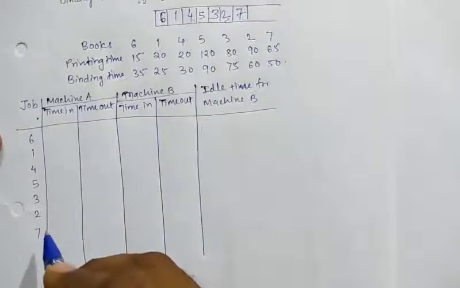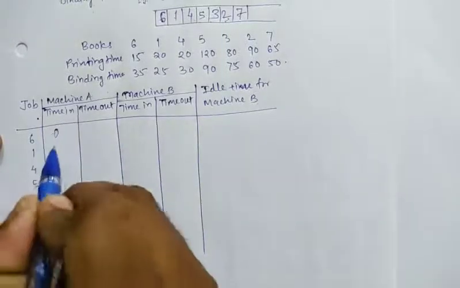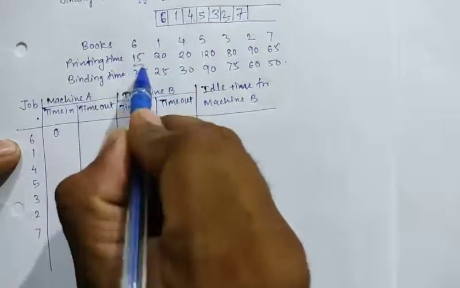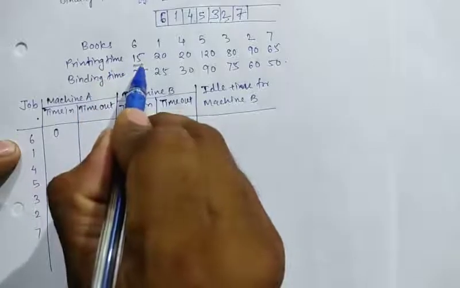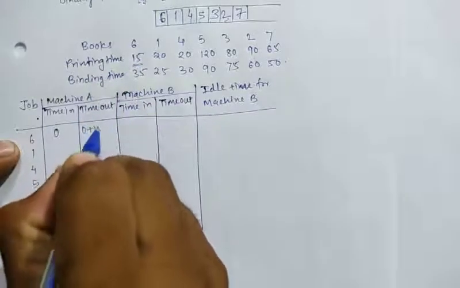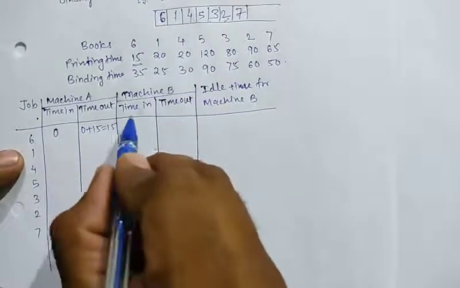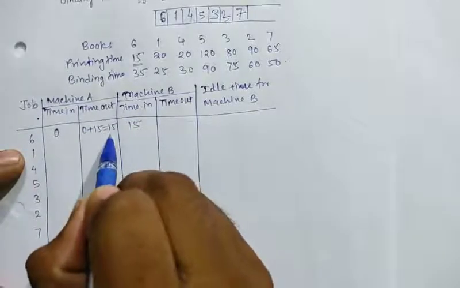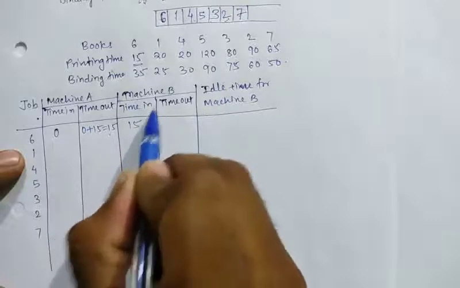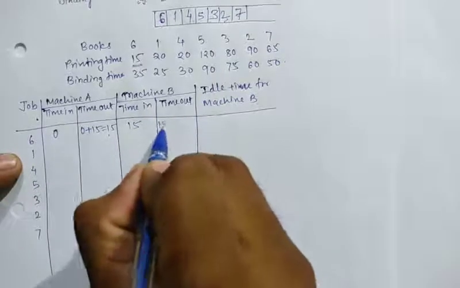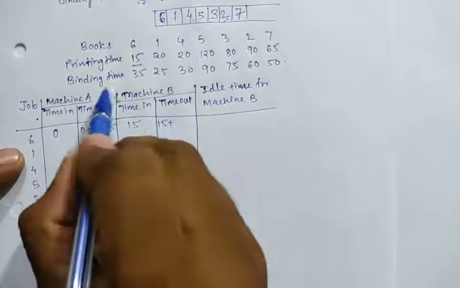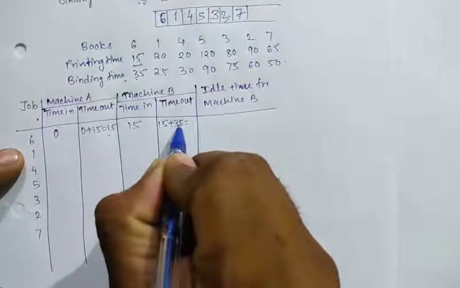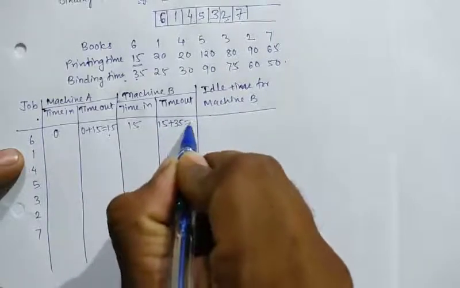Now for any machine the initial time is always 0. So here initial time 0. What is its time out? For job 6, machine M1 requires 15 hours. So we get 0 plus 15, which is equal to 15. So time out of first machine is 15, which is time in of second machine. Now its time out will be 15 plus, binding machine requires 35 hours. So 15 plus 35, which is equal to 50.